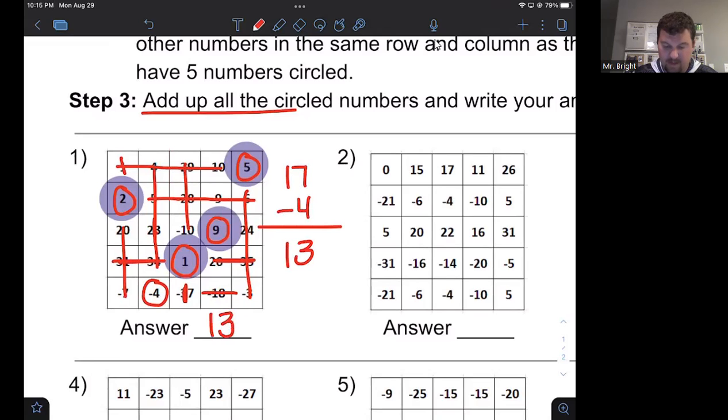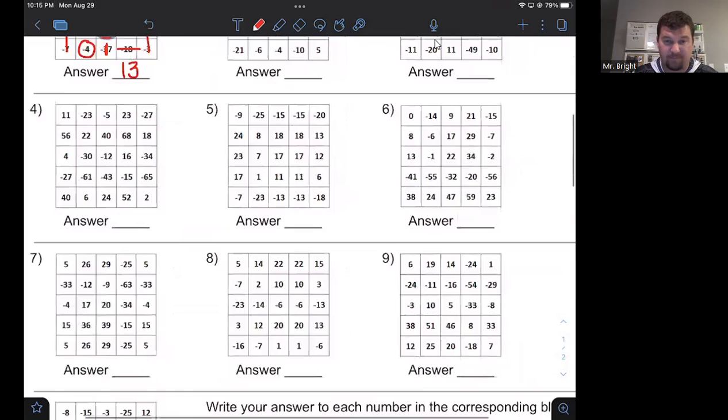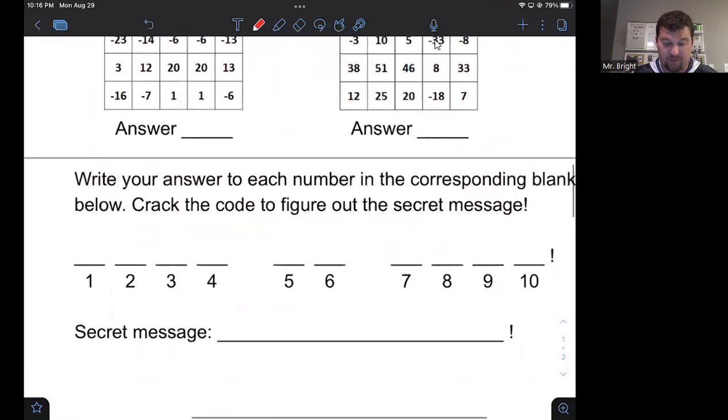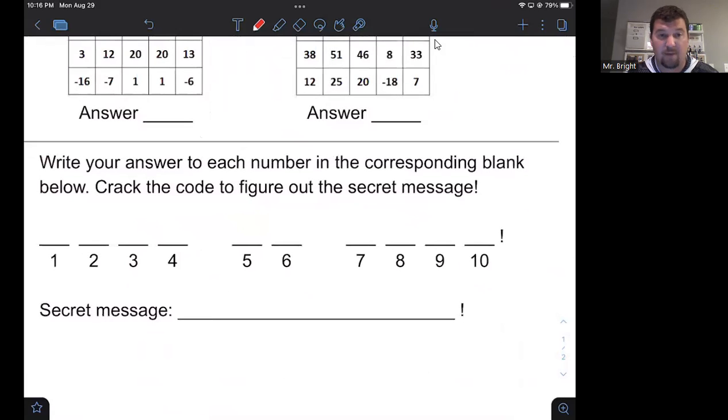Now, the number 13 corresponds to a letter in the alphabet. If you really wanted to, I guess you could Google the letters of the alphabet in case you've forgotten any. But 13, let's see, A, B, C, D, E, F, G, H, I, J.